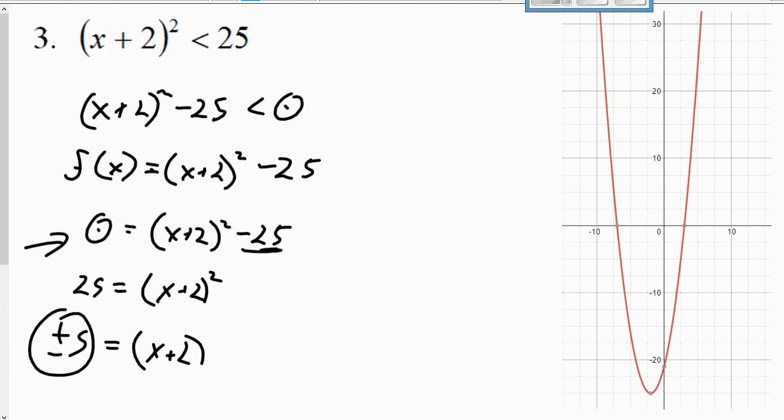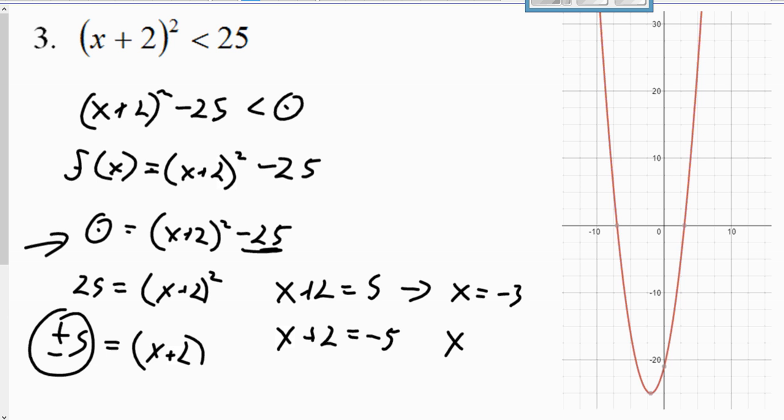And from here, I got to break it up. So I got x plus 2 is equal to 5, and x plus 2 is equal to -5. So I solve this out. This is going to give rise to x equals 3, and this one's going to give rise to x equals -7. So then again, I'm going to break it up into my intervals here. So my two zeros are -7, that's my smallest one, and then 3 is my largest one.